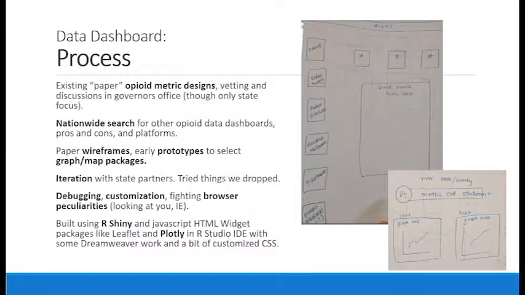So then a lot of iteration with state partners. We tried a bunch of things that we ended up dropping, so we sort of overbuilt it and then rolled back, which is a bummer, but we get to see it and then see problems with it and then say, oh, we're not going to put that extra bit of intelligent machine learning, colored curve in the thing. We're just going to do this instead.